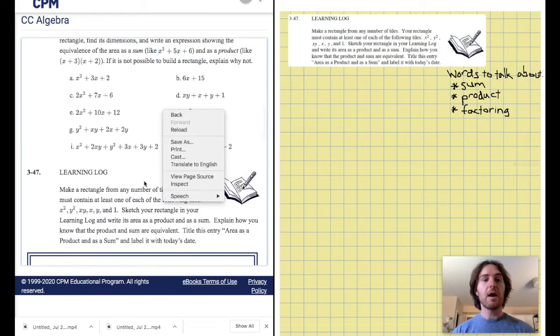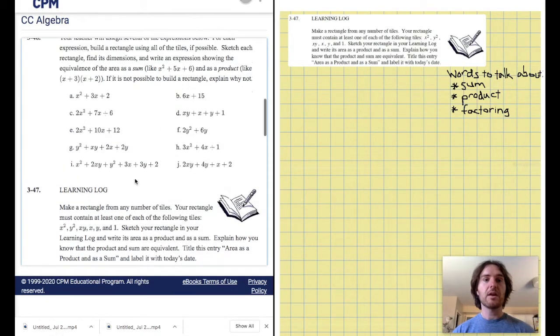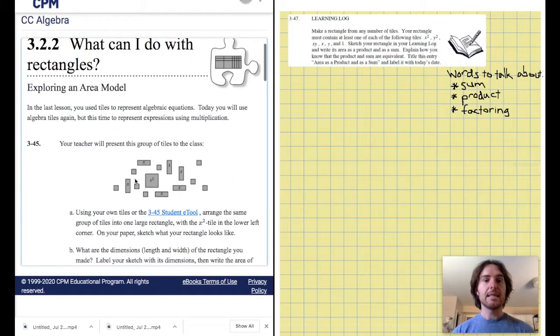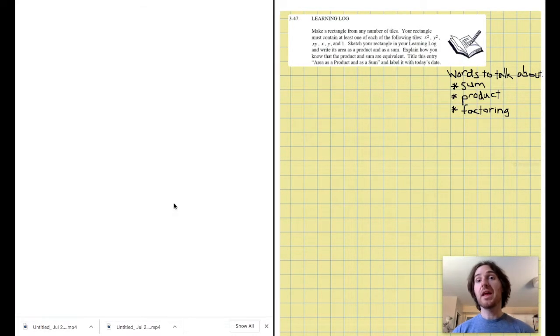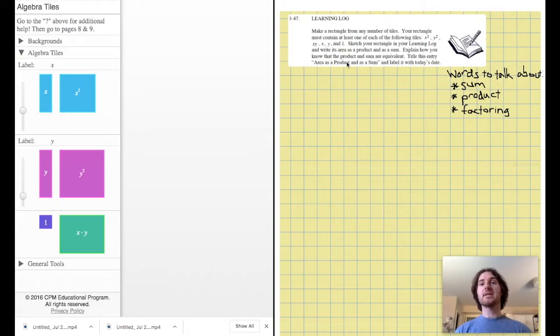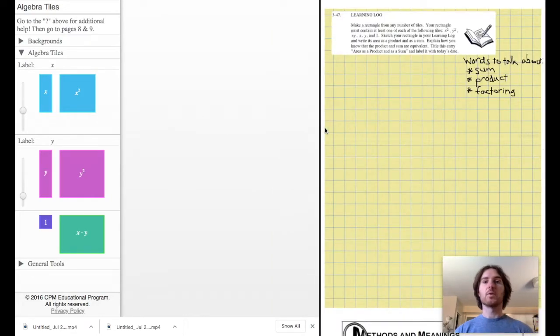So without further ado, I'm going to read learning log 347, and I'm going to take a look at the tool for playing with algebra tiles, because I'm going to set up a rectangle just like this with you guys over here on this side. This is where we're going to set up our rectangle.